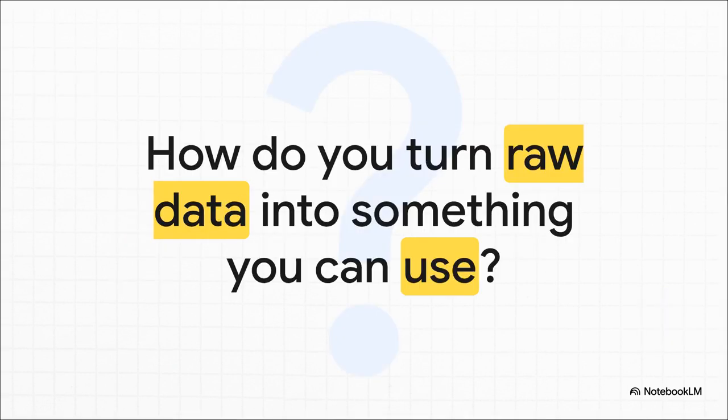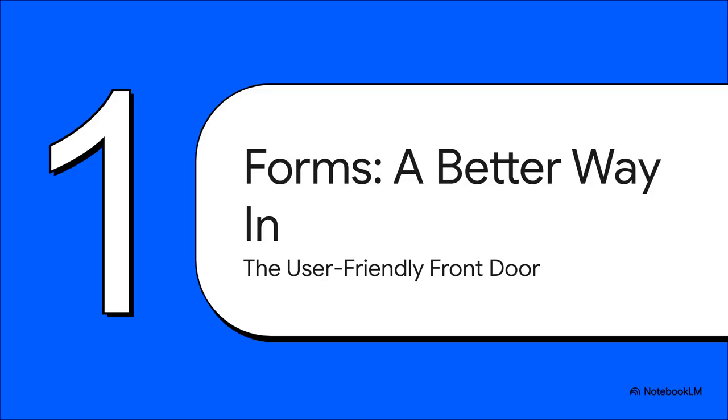So that's the big question, isn't it? How do we take this wall of numbers and text and transform it into something that's clean, intuitive, and genuinely useful? Well, it all starts with finding a better way to get information in and a much better way to get insights out. Okay, so first things first, let's tackle getting the data in.